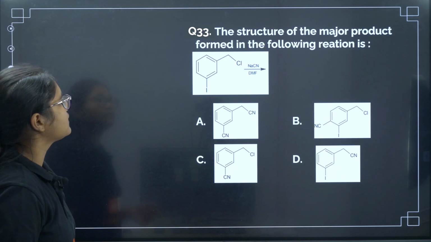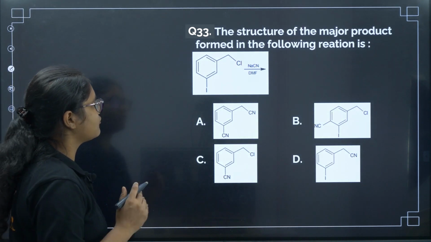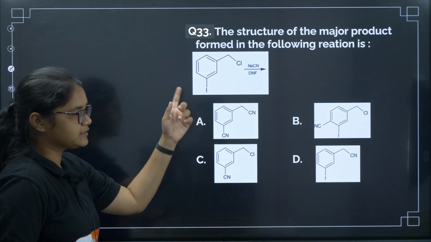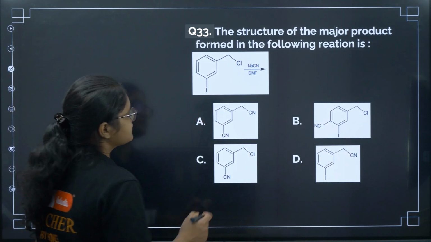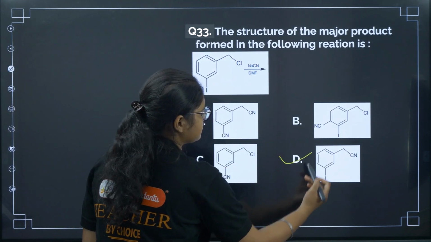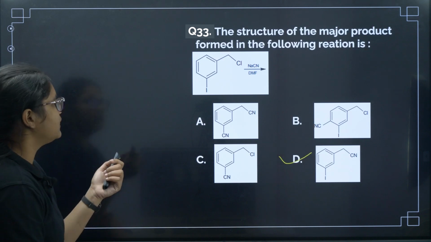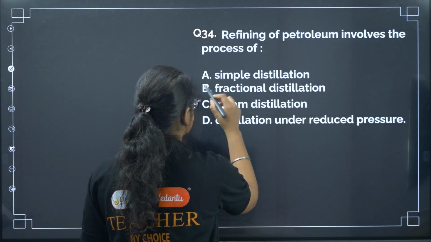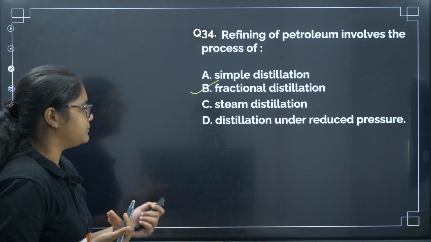So next question, the structure of the major product formed in the following reaction is. So this is NaCN substitution reaction, chlorine will be replaced with CN, and nothing else will change. So the correct answer for this question will be option number D. Now next, refining of petroleum involves the process of fractional distillation, that is option number B.